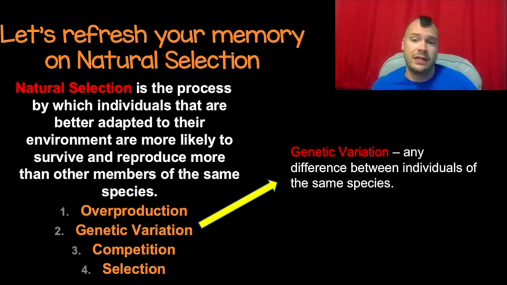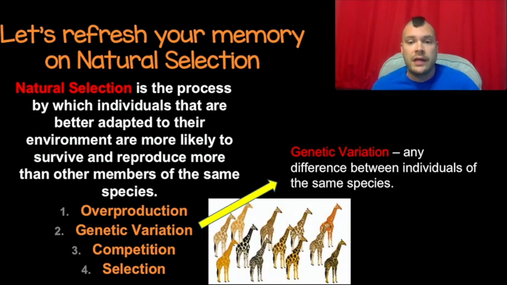Here's the definition: any difference between individuals of the same species. Now I'm 6'4". Some people say that's pretty tall. There are taller people than me, there are shorter people than me, but that's a variation with us as humans. Another variation would be coloring. So look at these giraffes. All of these giraffes have different patterns. Some are light, some are dark, some are 2 colors, some may be more colors.